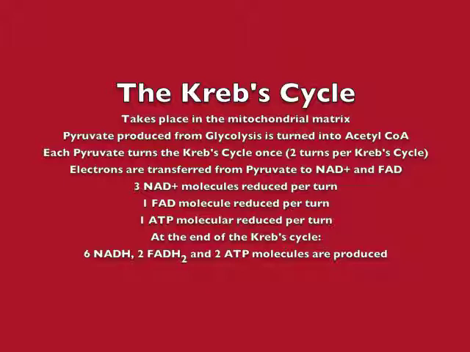For every turn of the Krebs cycle, 3 NADH molecules, 1 FADH2, and 1 ATP are produced. Since the Krebs cycle turns twice, 6 NADH, 2 FADH2, and 2 ATP are produced per glucose.